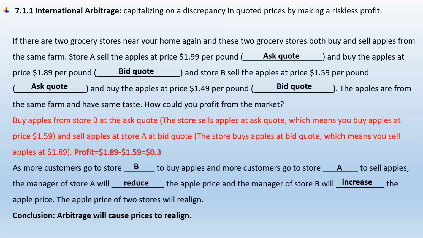Again, finally, the Apple price of those two stores will be the same. We call this the prices of the two stores will realign. The conclusion is that arbitrage basically costs nothing. You buy from store B, which is the market with a lower price, and sell it at store A, which is the market with a higher price. So basically, you didn't have any cost. This is called arbitrage. So the conclusion is, with arbitrage, you can make a profit without any risk from this transaction, and finally those transactions will cause the prices to realign.